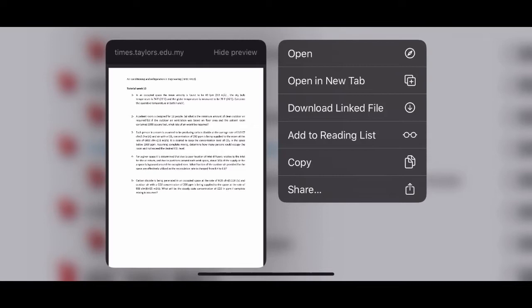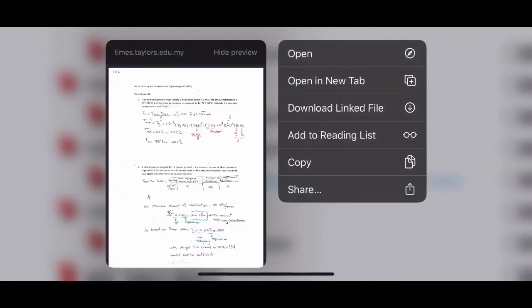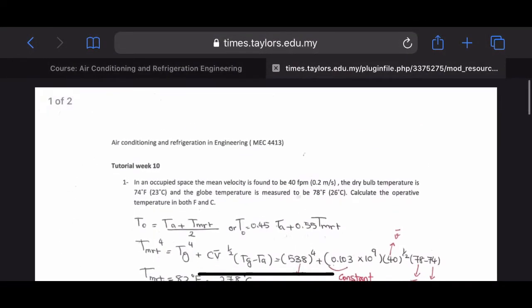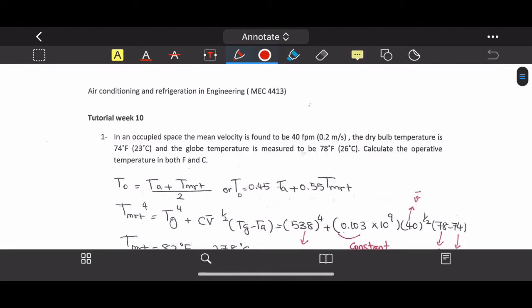These are the questions for the week 6 tutorial, comfort and health IEQ. Down here will be the answers, already available to you. Open this in a new tab, or for myself, I will be using my PDF Expert app. This is my PDF Expert app, and you're looking at tutorial week 6, although it says tutorial 10. So maybe you can correct it now.